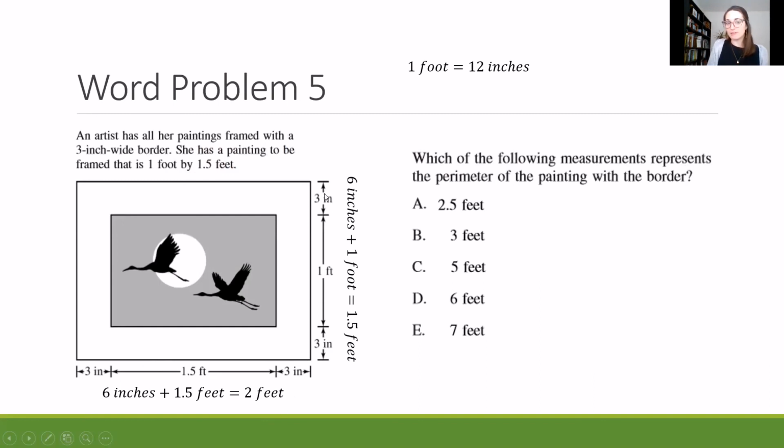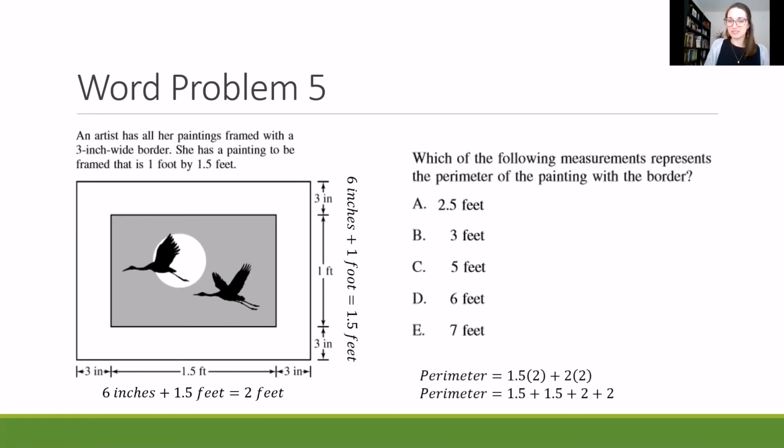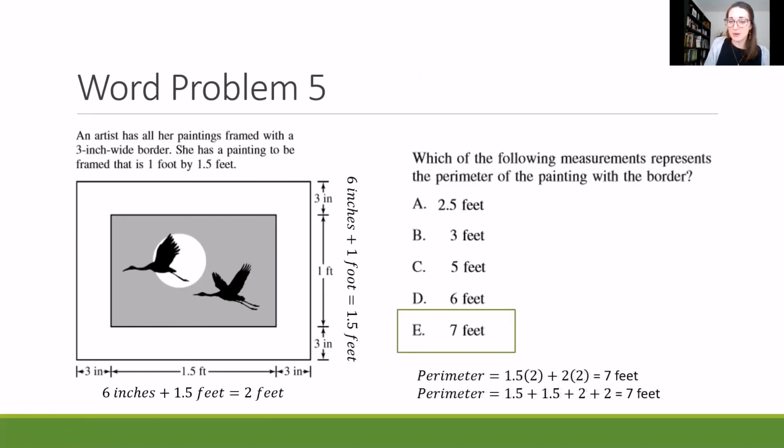Same thing over here. I have the 3 and the 3, which I put together is 6 inches. And then I added in 1 foot. And when I put all that together, 6 inches again is a half of a foot. So I put it as 1.5 feet. Now, to get the perimeter of something, we need to know the length of all sides. But because this is a rectangle, we know that the top and bottom will be the same length, and so will both the right and the left side. So I can add those together, 1.5 times 2 plus 2 times 2, or I could do 1.5 plus 1.5 plus 2 plus 2. Either way, we get the same answer, which is 7 feet.